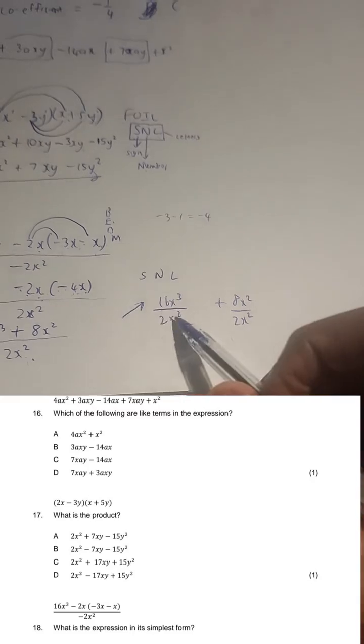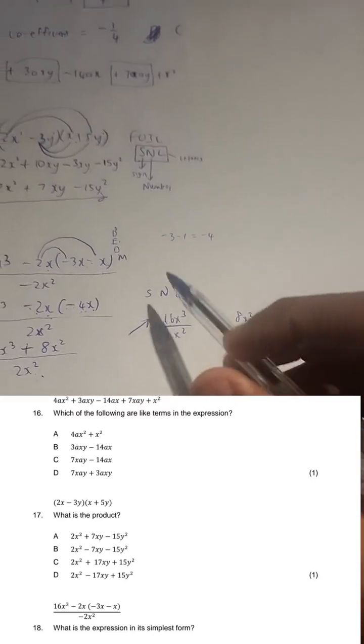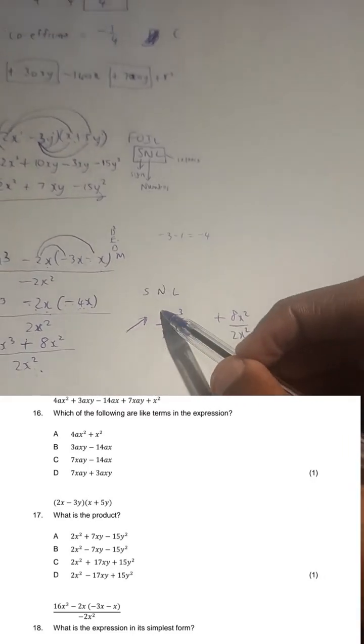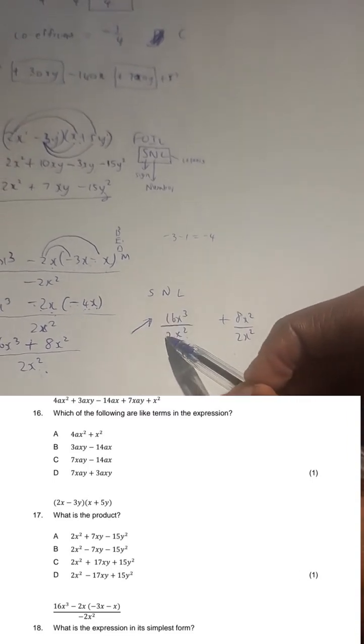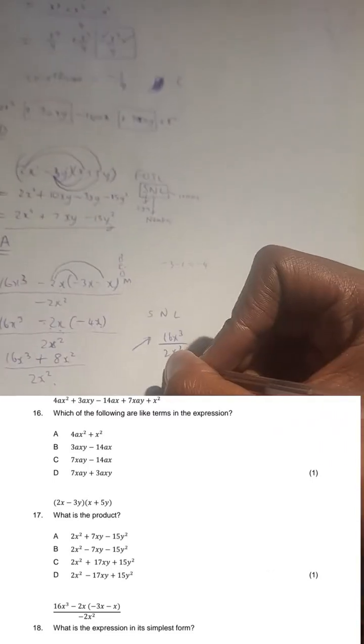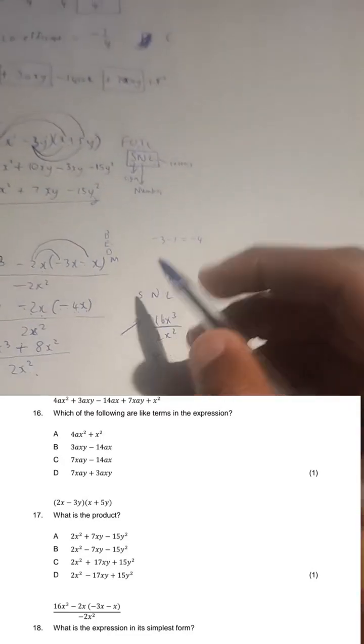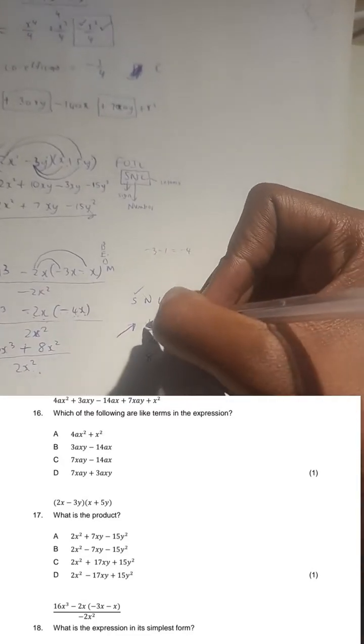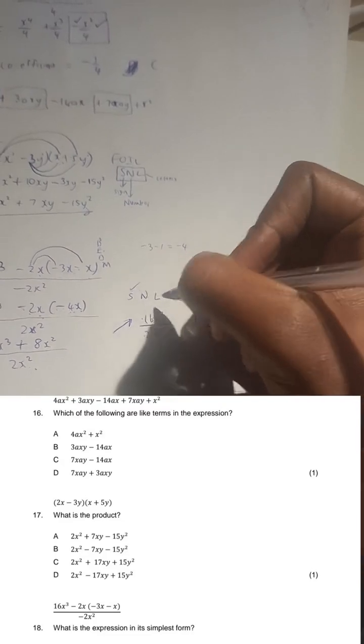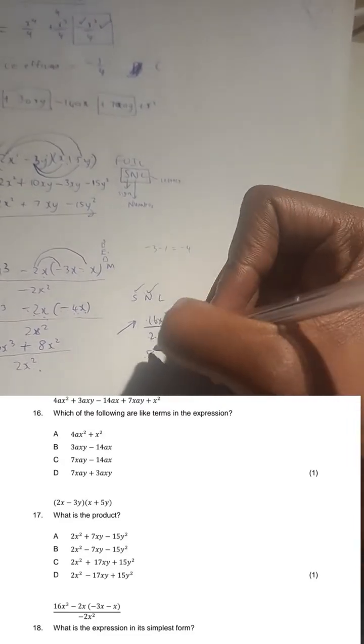Then you do what? You simplify each fraction. Using S and L, you are going to divide. Positive divided by positive is positive. 16 divided by 2 is 8 for the number. So sign, positive divided by positive is positive. Number, 16 divided by 2 is 8.